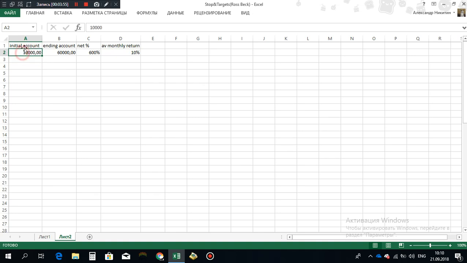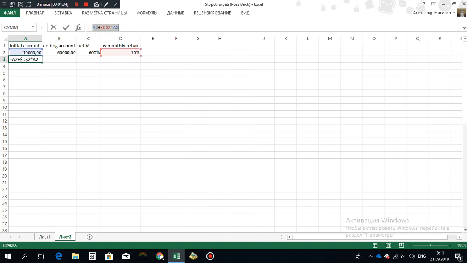So let's calculate. Our initial month number 0 equals 10,000, and after 1 month of trading we generated 10% above that. Yes, let's do it. So it equals our previous account plus 10%, and of course 10% of what? Of our previous account. Yes, so the formula is very simple. Okay, so we generated $1,000. 10% is $1,000.